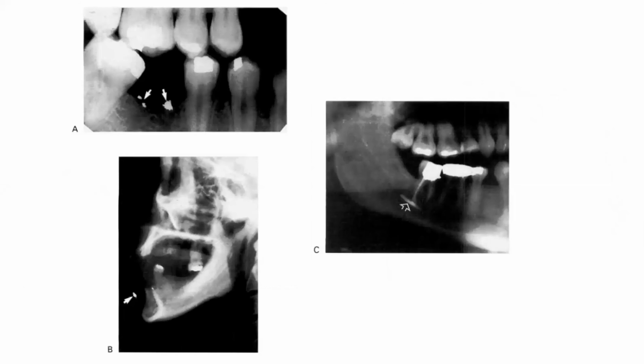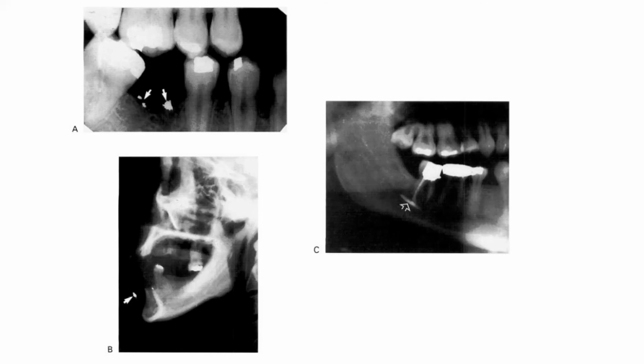Lastly, we have foreign bodies. A variety of foreign bodies can produce radiopacities. The appearance depends obviously on the nature of the foreign body, its density, and its location. We can see radiopacities of amalgam debris in radiographs A and B, as well as a root canal sealant that is in the inferior dental canal in radiograph C.